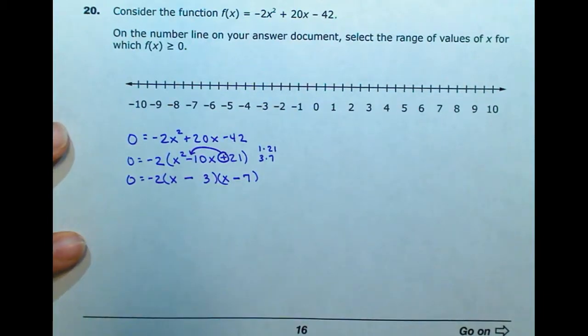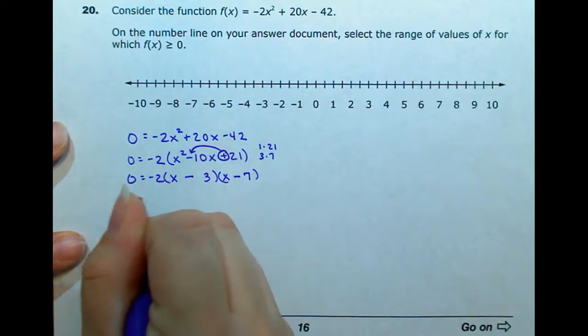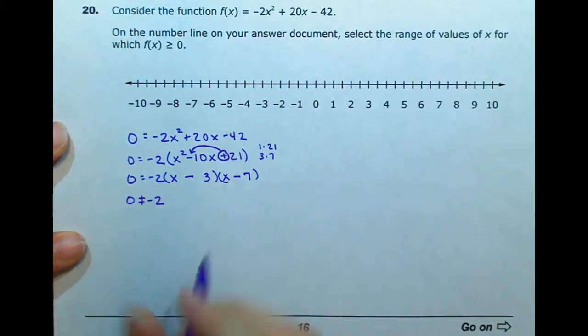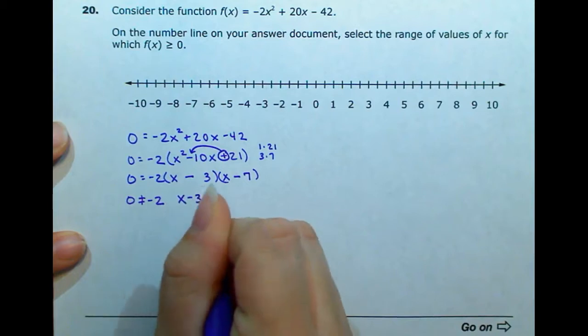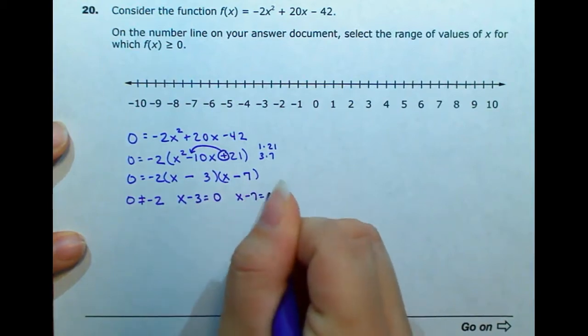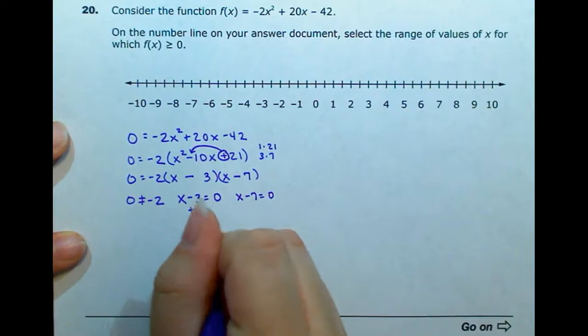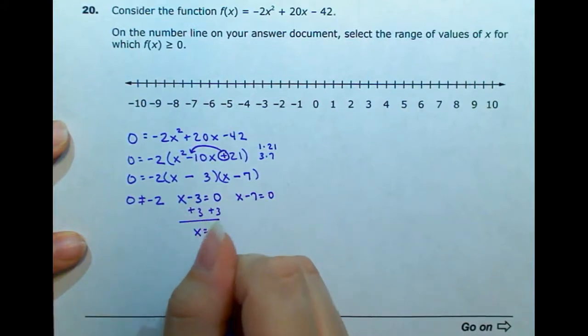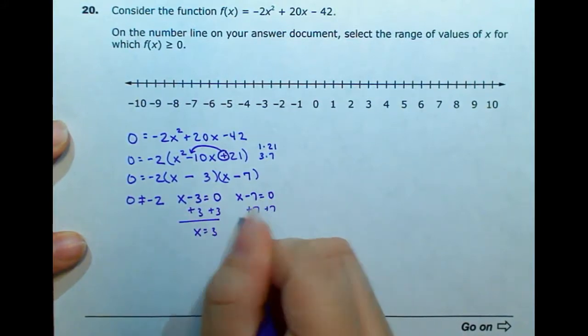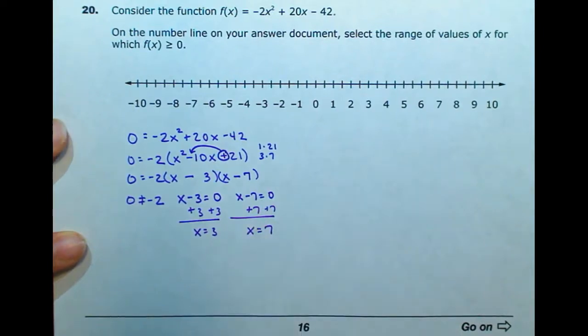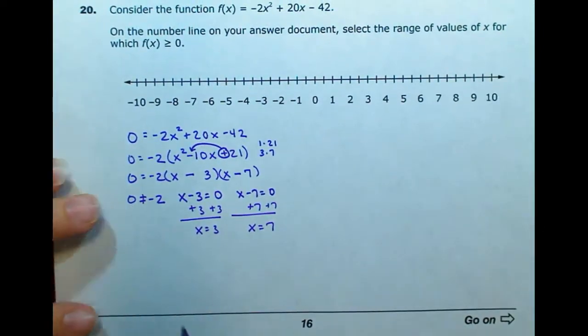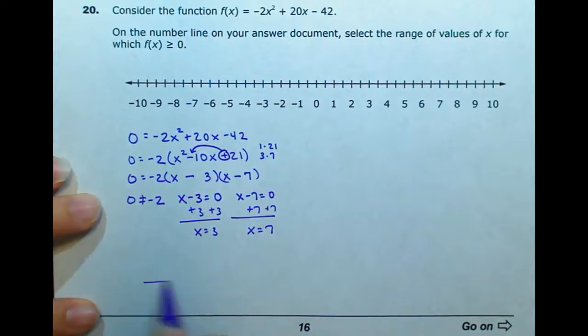Then if I use my zero product property, 0 does not equal negative 2. That's silly. X minus 3 could equal 0, or x minus 7 could equal 0. So if we solve this, x can equal 3, or x can equal 7. That's going to give us an idea of what our graph is doing, because if I was to graph a quick sketch, I would know that 1, 2, 3, 4, 5, 6, 7, here at 3 and here at 7 are my solutions, okay?